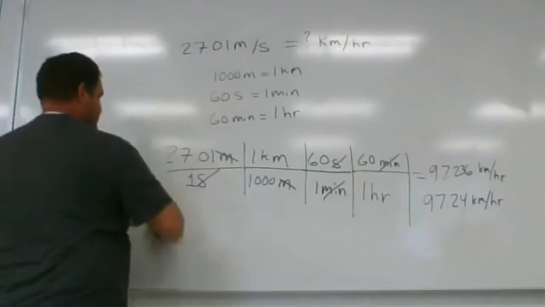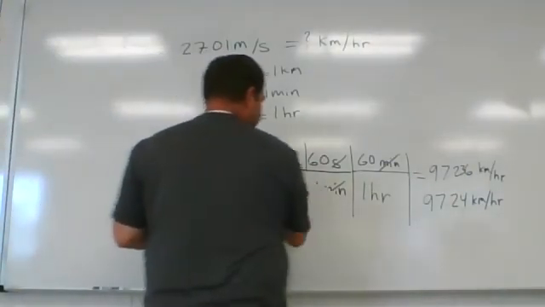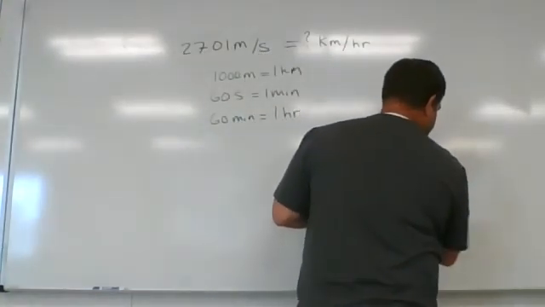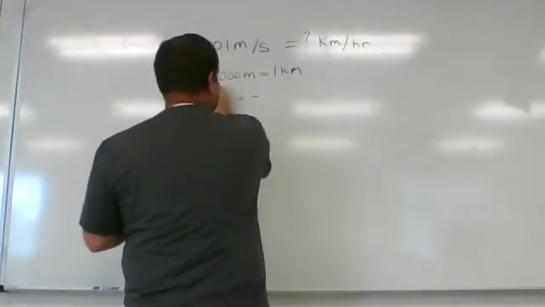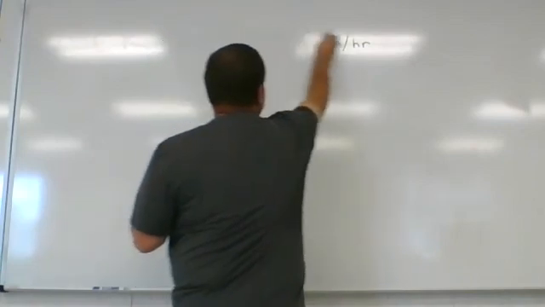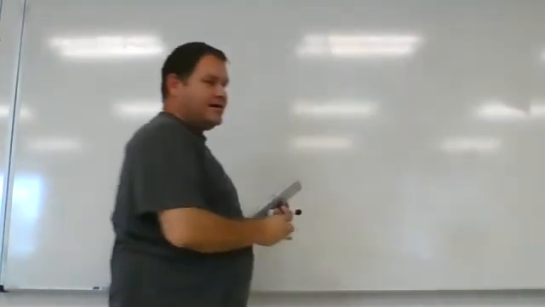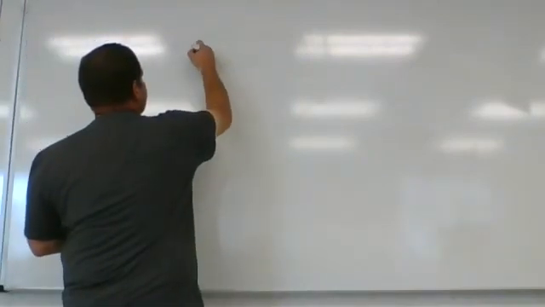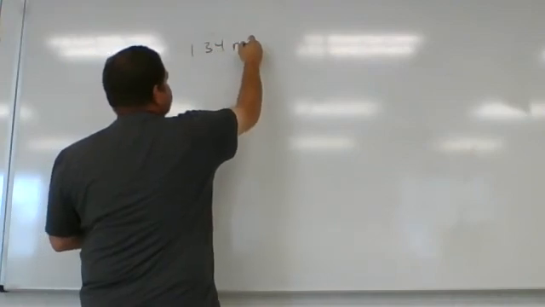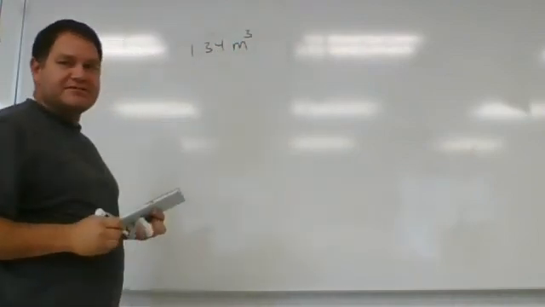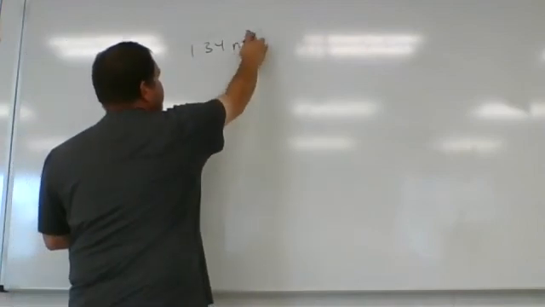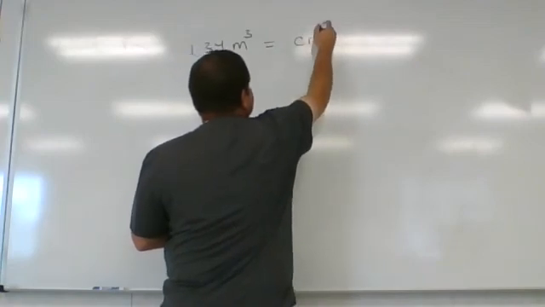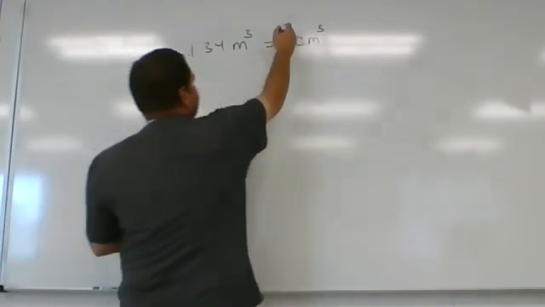All right. One last type of problem that I'm going to show you, and that is if we have like squared or cubic types of units. So let's say we have something like 1.34 meters that are cubed. Okay, so we have a volume unit. Okay, 1.34 cubic meters. And I want to find, say, cubic centimeters.